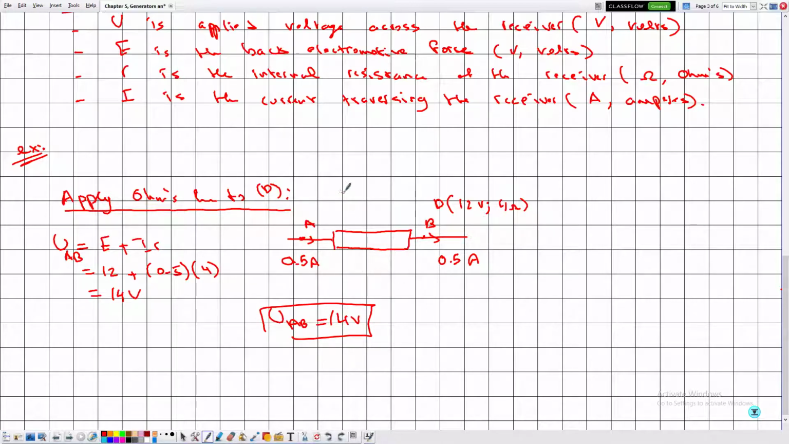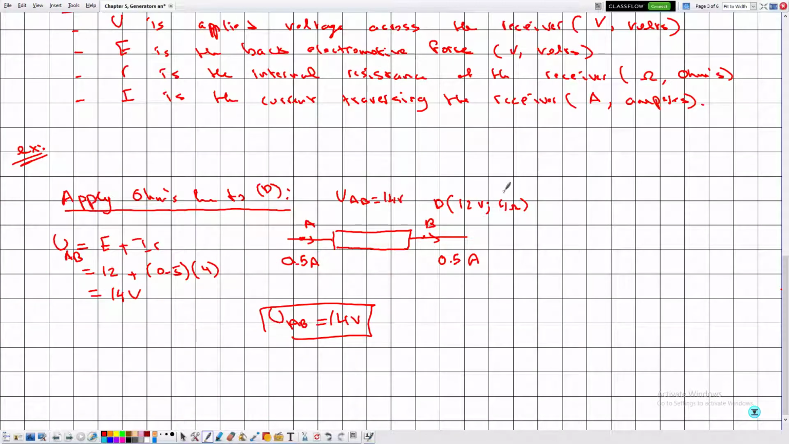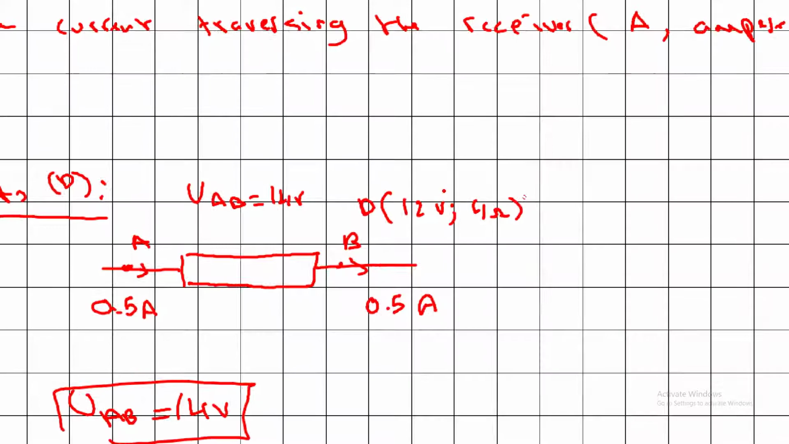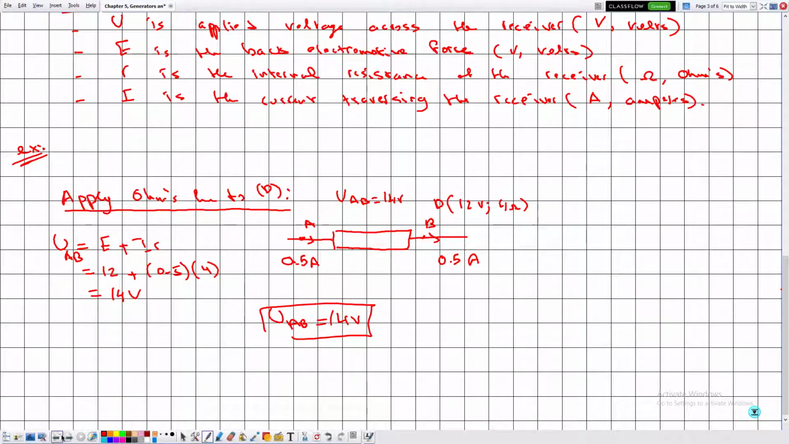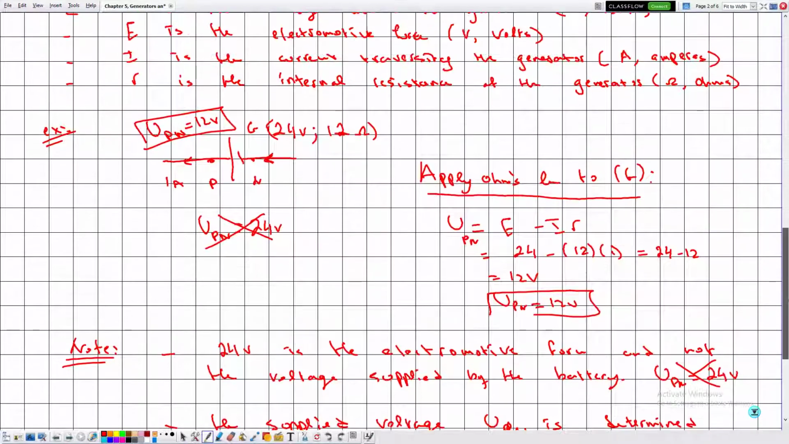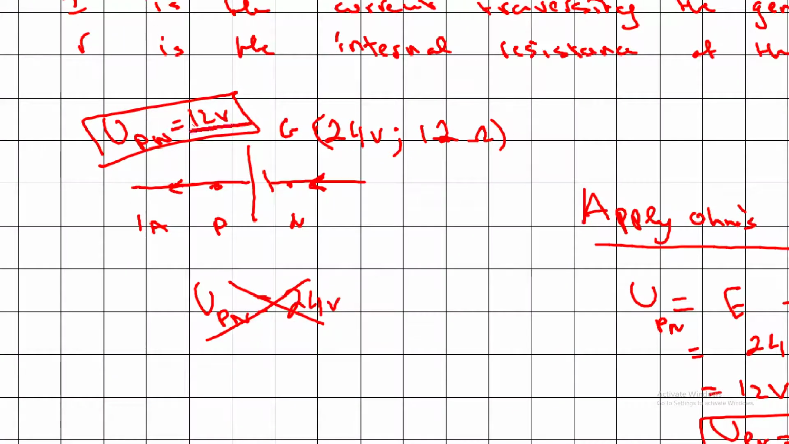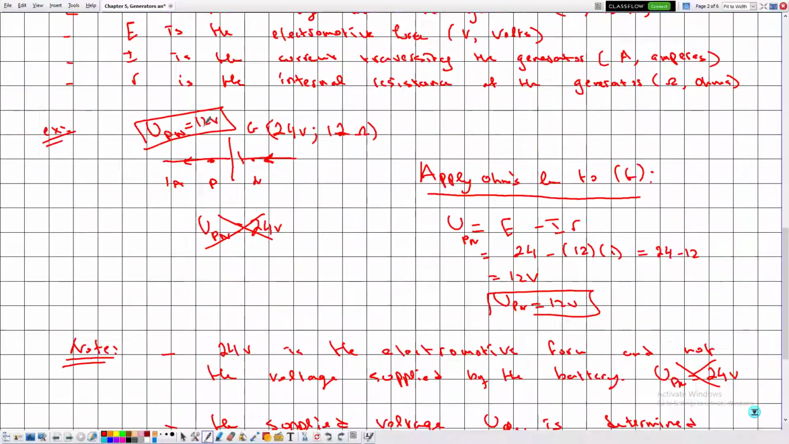So here in this case, the applied voltage UAB is equal to 14 volts, which is different than the back electromotive force across the receiver. So notice that always across a receiver, the applied voltage is greater than the back electromotive force, and in the case of the generator, the supplied voltage is less than the electromotive force. Okay.